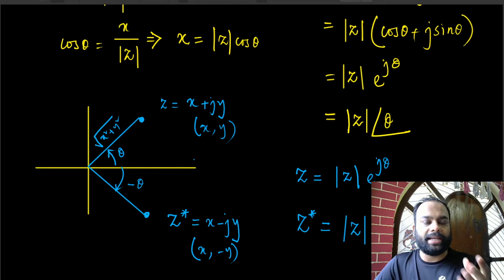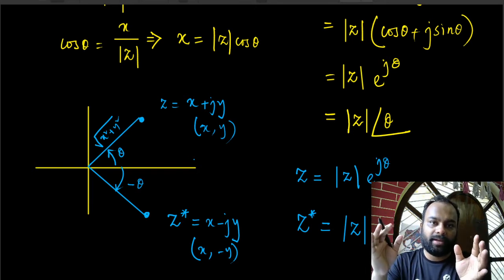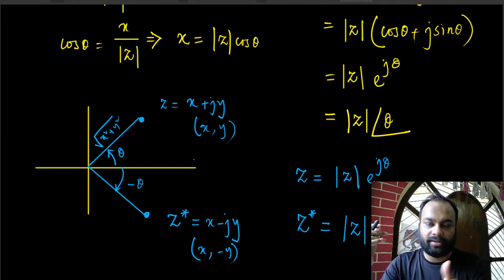So basically, if you have a complex number, you take the complex conjugate. What happens? Amplitude remains the same. The phase angle gets a negative sign.